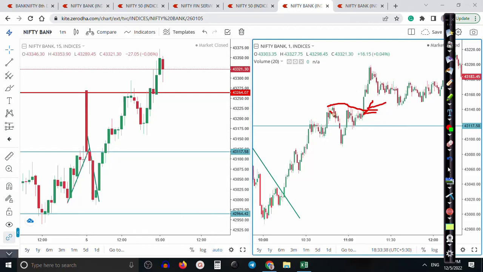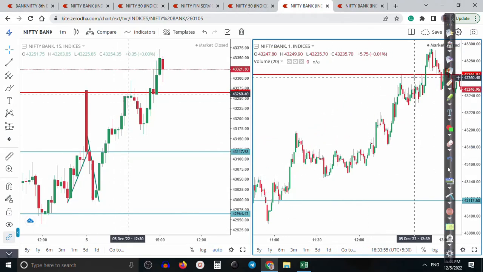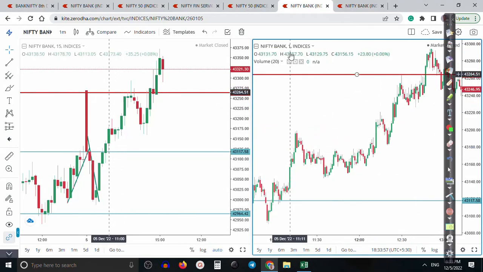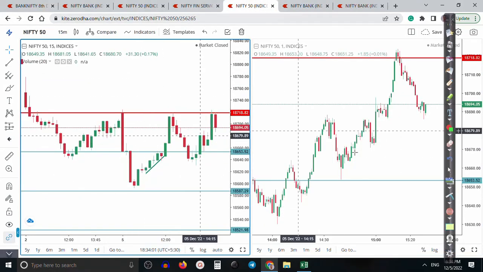So they are forming a triangle pattern somewhere here, and finally broke this triangle pattern and we enter, and later we add some position after giving a pullback, and finally you can see price hit our target, so we booked our profit. That was Bank Nifty. Let me show you how Nifty is behaving.